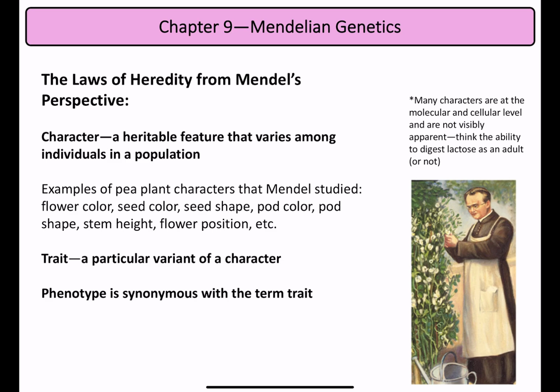Now a trait, also known as a phenotype, is a particular variety of a certain character. So since we're going to be talking about flower color, okay, 2 examples of traits would be purple flowers or white flowers. Okay, those are particular varieties of a given character. Or if we're talking humans, let's say eye color. Eye color would be the character, brown eyes would be a trait, blue eyes would be a trait.